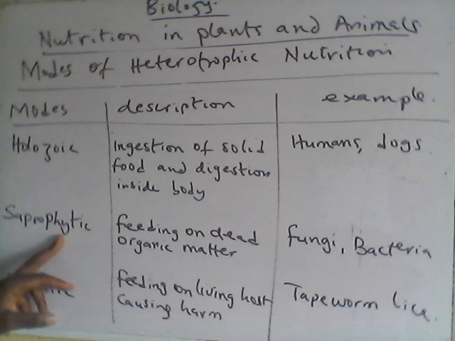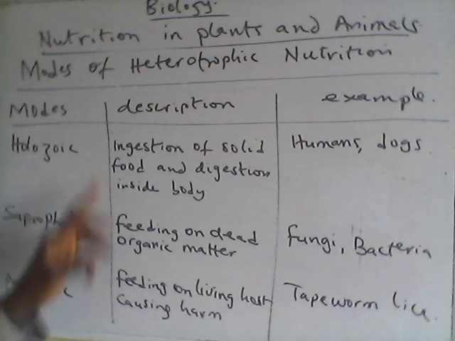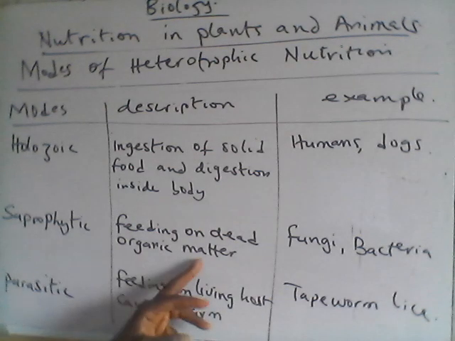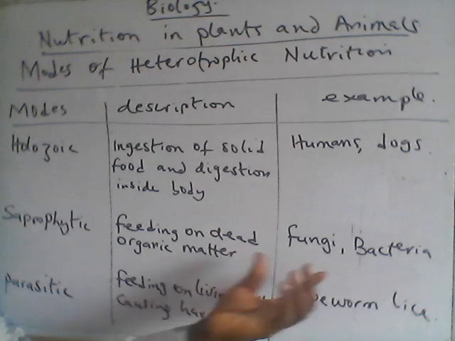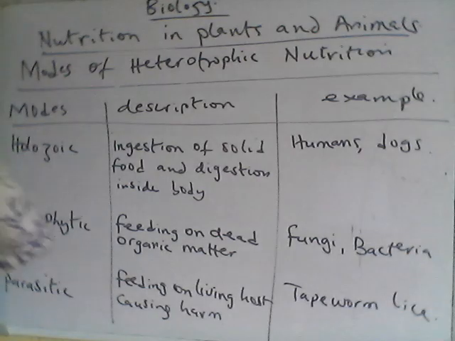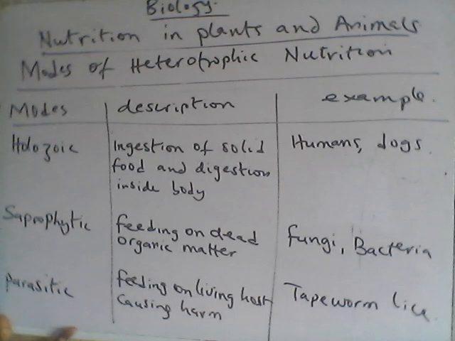The next one is saprophytic. Saprophytic nutrition is feeding on dead organic matter. Examples are fungi and bacteria. So fungi and bacteria feed on matter that is already dead. And the last one is parasitic, and this is feeding on a living host, causing harm. What they are feeding on is still living, and they are eating it up, and it's causing harm. Examples are tapeworm and lice.